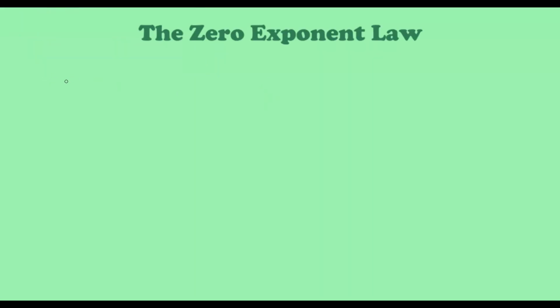The next law is the zero exponent law. Now, according to this law, if we have a real number a which is not equal to 0, that is, if we have a non-zero real number a, then a to the power of 0 will always be equal to 1. So this is the zero exponent law, and it tells us what happens when the exponent is 0.